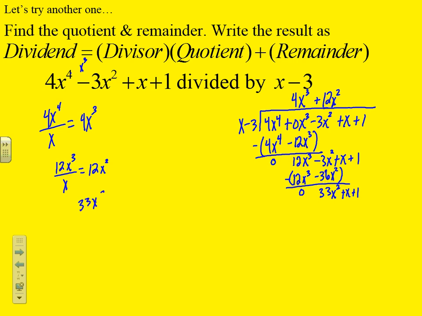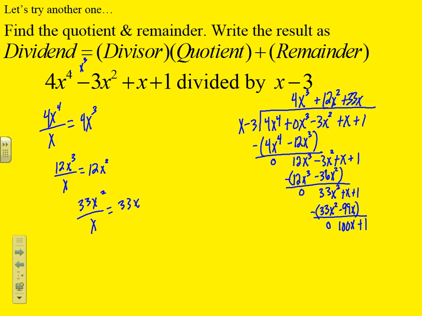33x squared over x simplifies to just be 33x. So we're going to say plus 33x here. Multiply that to the divisor. 33x times x is 33x squared. 33x times negative 3 is negative 99x. Subtract the expressions. 33 minus 33 is 0. X minus negative 99x is 100x, and then bring down the 1.